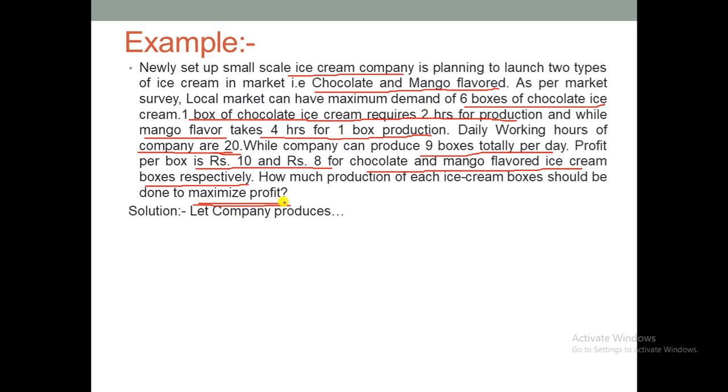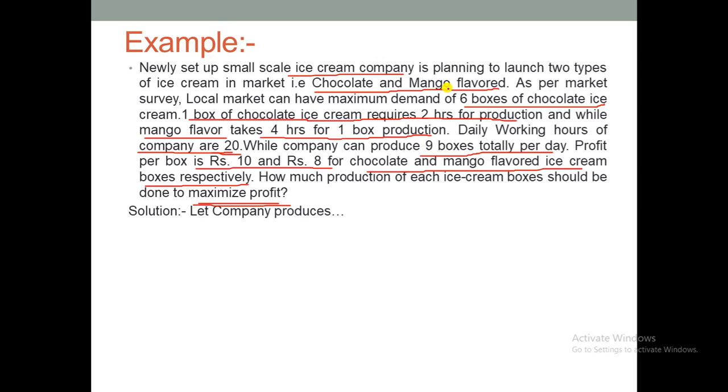And how is the company going to maximize the profit? By production of ice cream boxes with chocolate flavor and mango flavor, two different types of ice creams and two different types of boxes. So the question that the company is facing is how many boxes of chocolate flavored ice cream and how many boxes of mango flavored ice cream, because as many boxes as we have, we multiply with that much profit and simply we will get the exact profit. So the objective function is to maximize the profit, by selling the chocolate flavored ice cream and mango flavored ice cream.